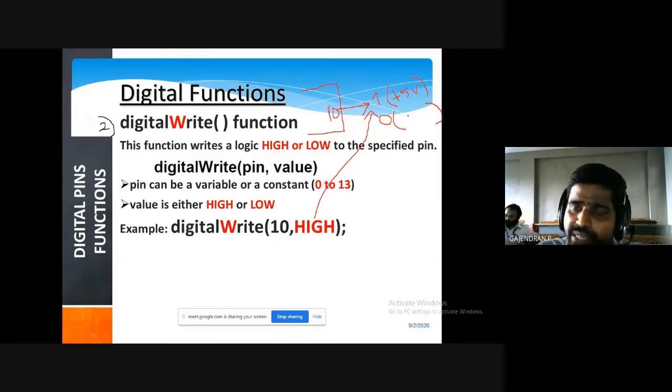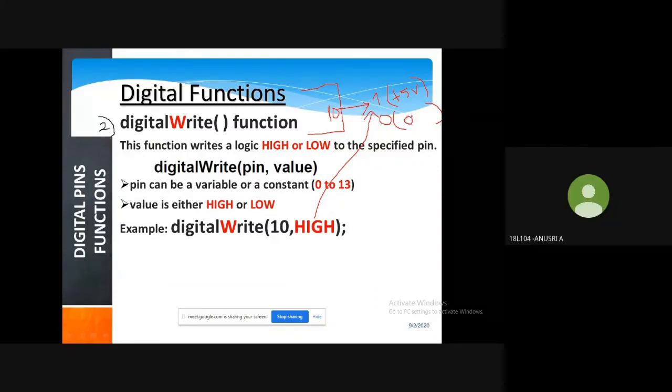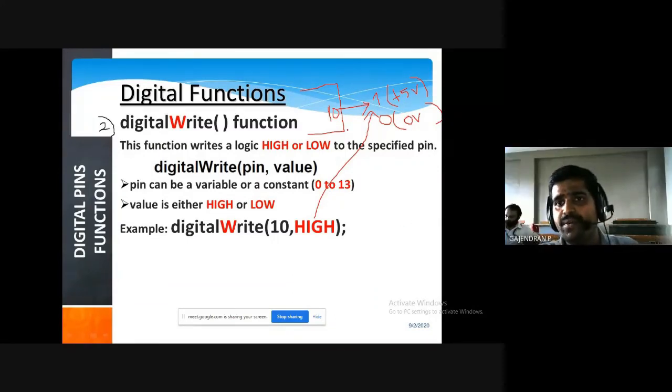What is the corresponding voltage? 0, sir. 0 volt. That's all. Okay. So digitalWrite of 10, comma, HIGH means in the particular pin, I am going to generate 5 volt.